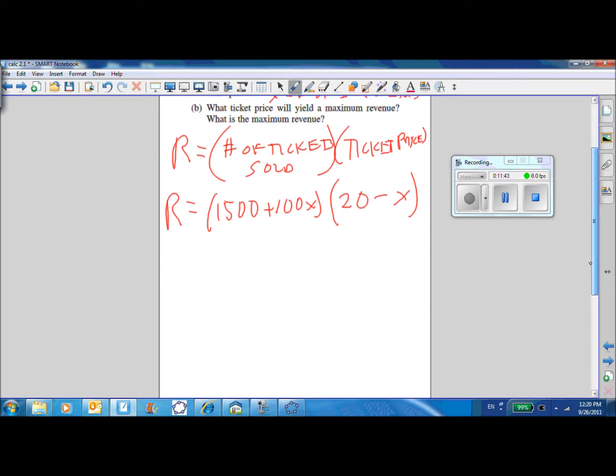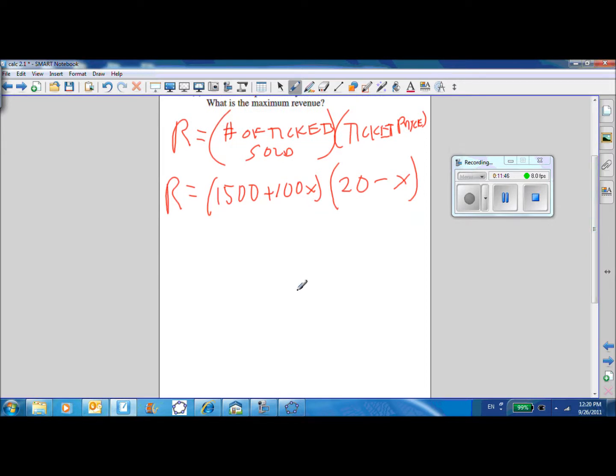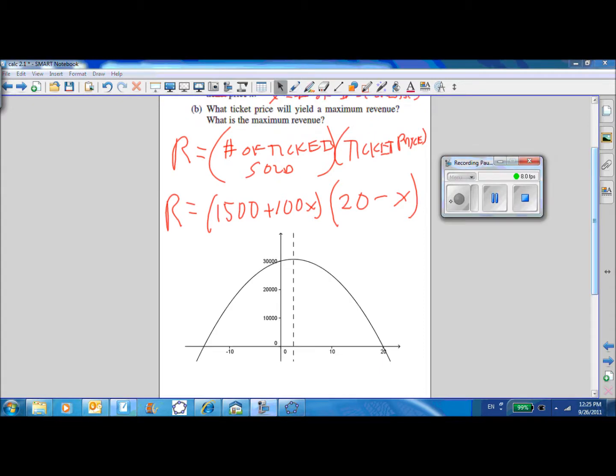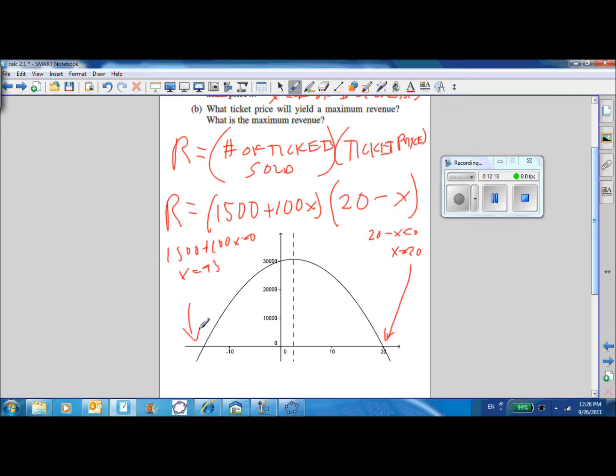Now, the easiest way to analyze this function is to look at it in factored form and find the two roots. Okay, here's something off of GeoGebra. I just did it so I get a nice accurate view of where these roots are. The roots will happen when R equals 0. And so if we said 20 minus x equal to 0, we get x equals 20. So that's one of the roots right there. And if we said 1,500 plus 100x equal to 0, we get x equals -15, which is the root over here.